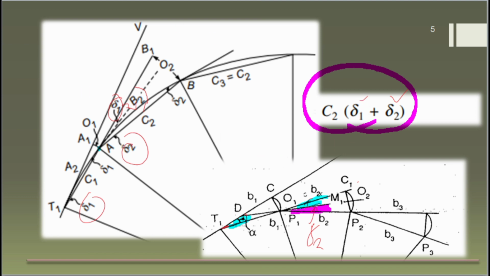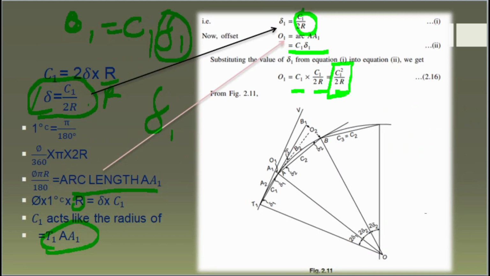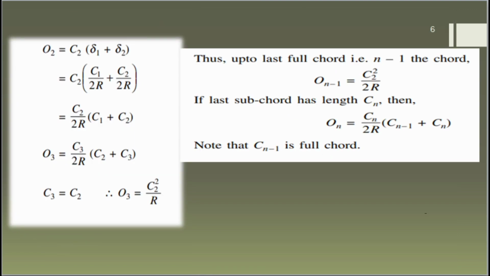Having that, our next point will be, as you can remember earlier, our first deflection angle as C1 over 2R. And then our offset 1 is equal to C1 multiplied by the deflection angle that we had earlier. So that is done on the next part here. So our offset 2 will be equal to offset 2 multiplied by the addition of those two angles.